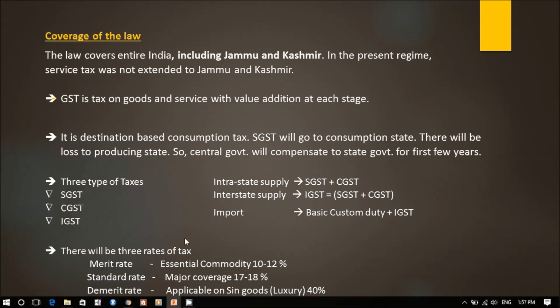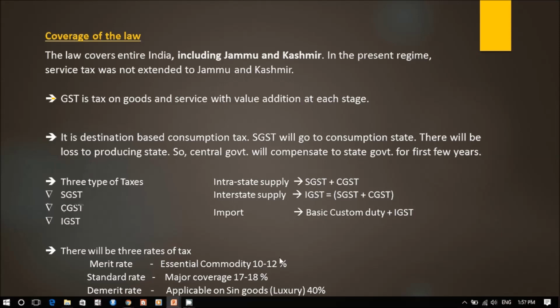So as I told you earlier, there will be three rates of tax, not a single rate. These rates of tax have been defined as merit rate, standard rate, and demerit rate. Merit rate would apply on the essential commodity, although these rates may vary, but they should be within this range, 10 to 12%.